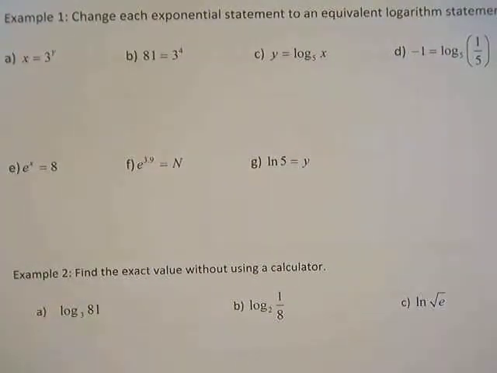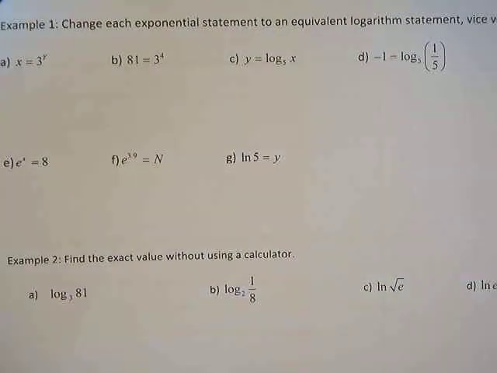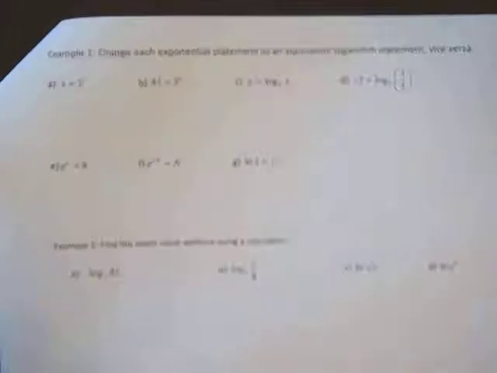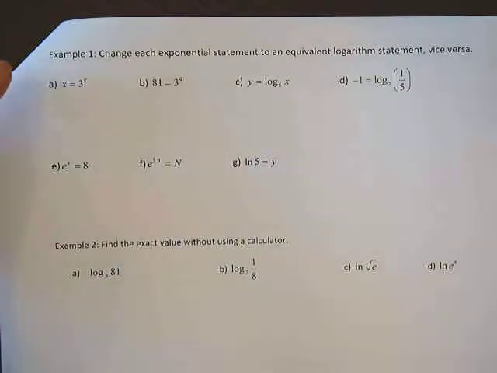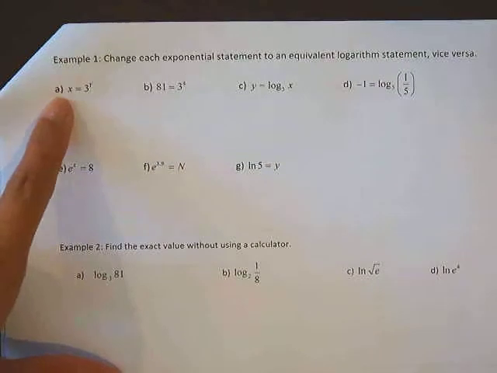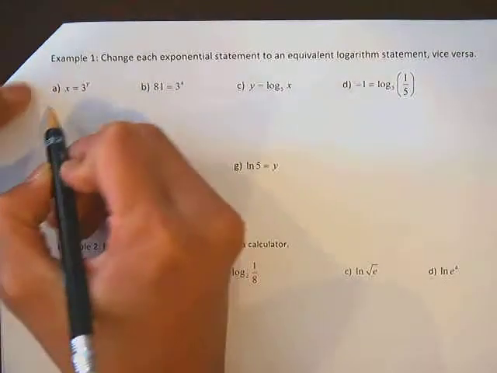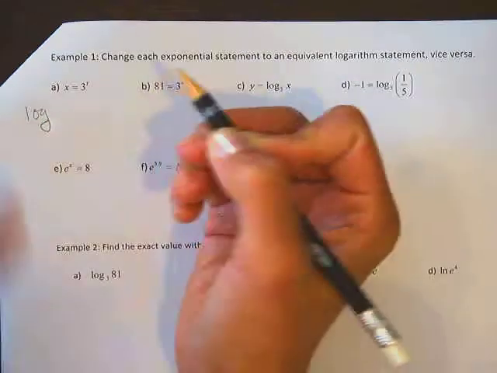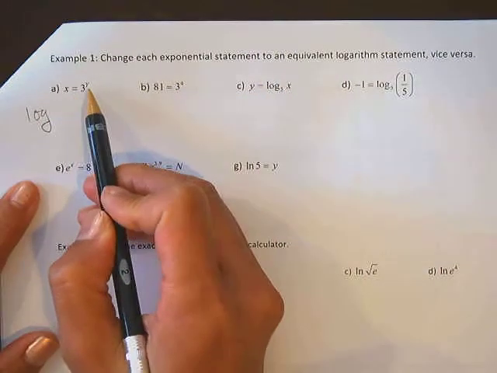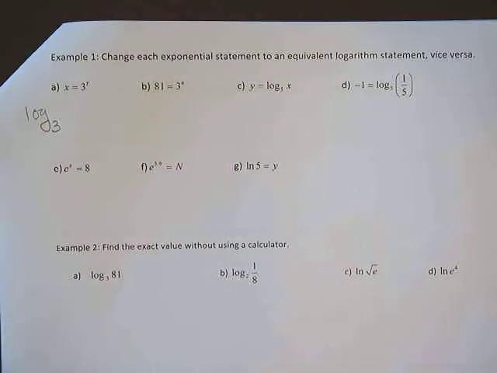Okay. Let me zoom out so I can see the whole direction here. All right. Example 1. Change each exponential statement to an equivalent logarithm statement, or vice versa. So right now, this is an exponential. So to go from exponential to log, I'm going to write log and then my base. Well, if you check this exponential, it has a base of 3. So that base of 3 is going to be the same.